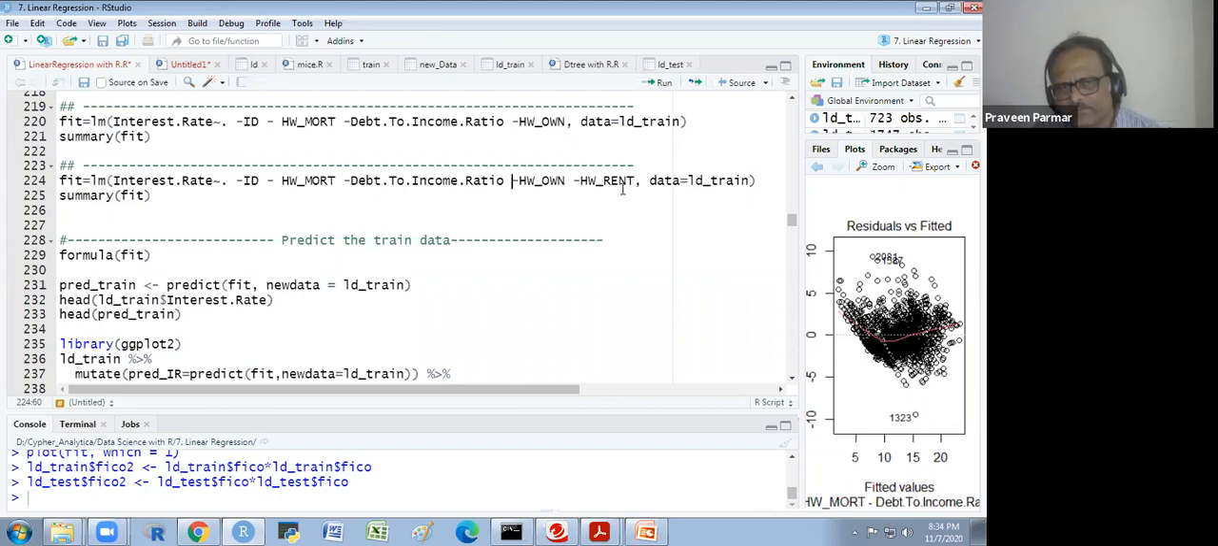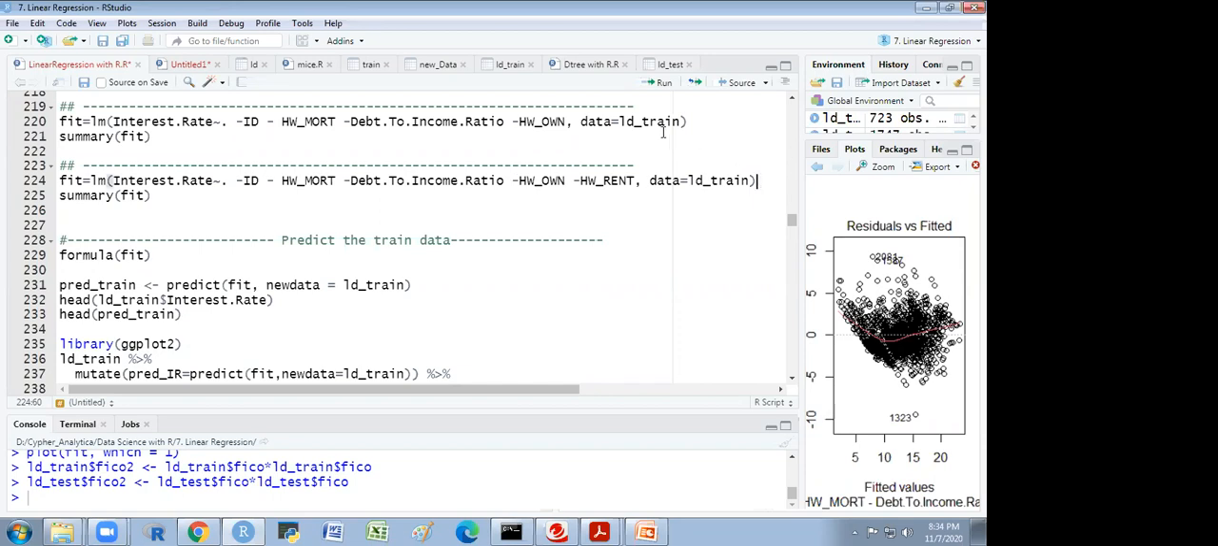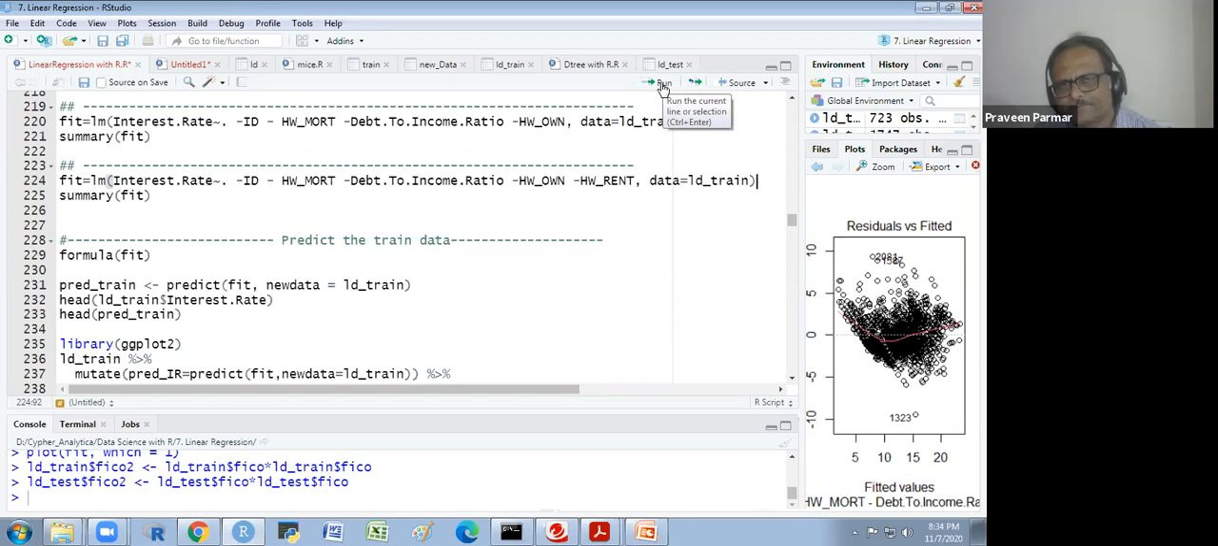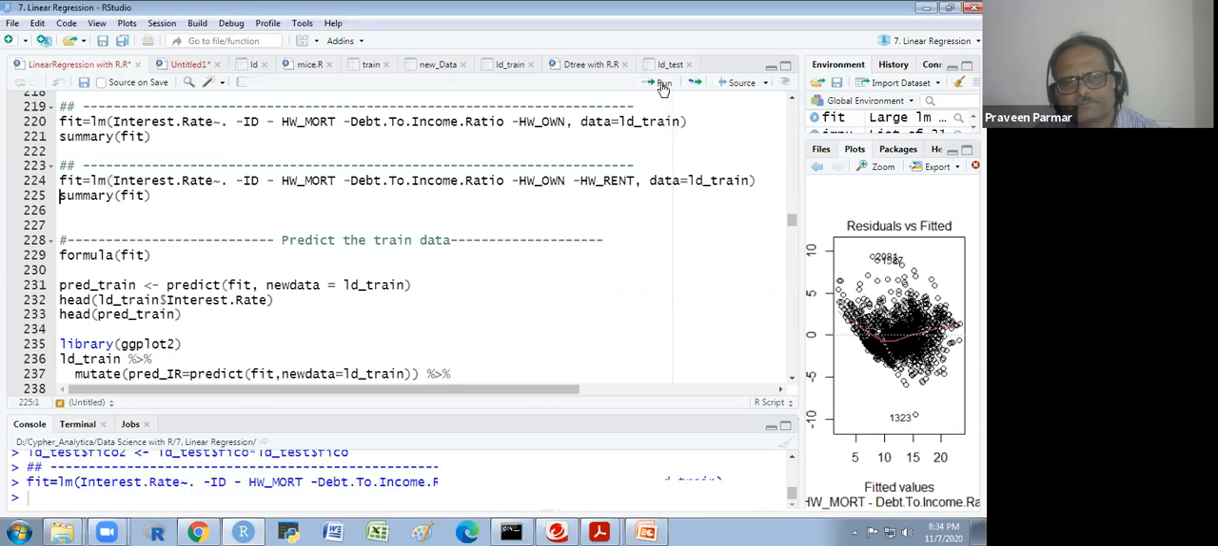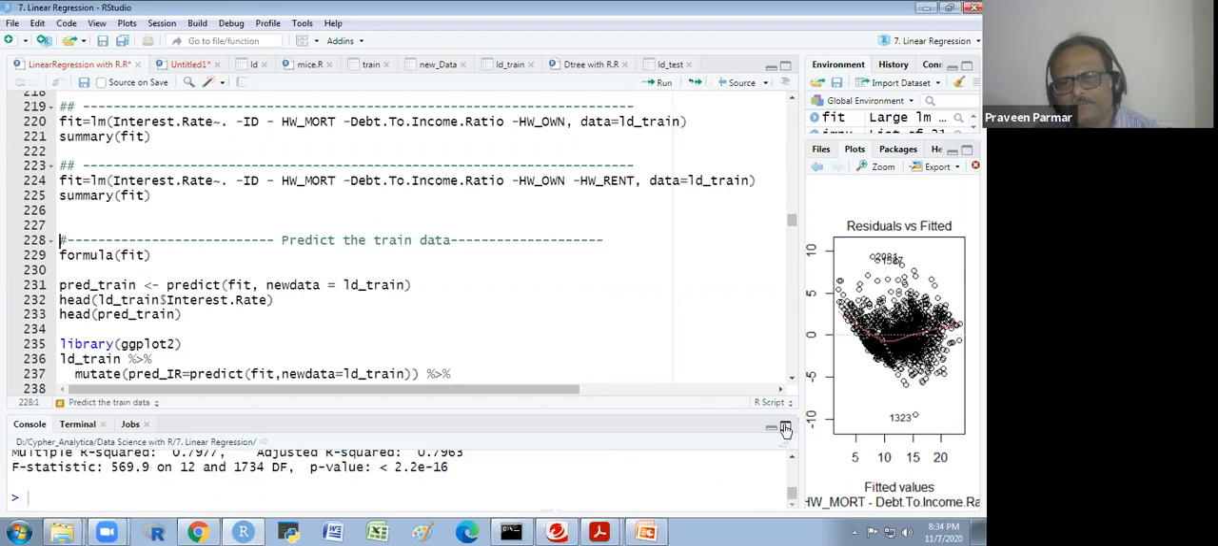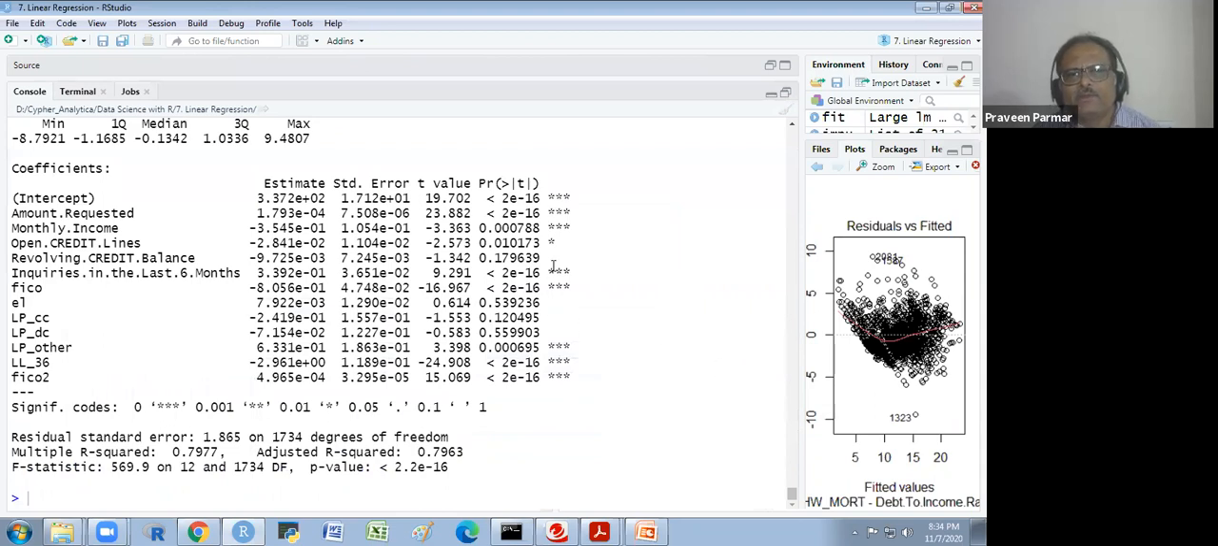Understand? Yes, sir. So I run this. So basically, hit and trial will do. Okay, sir. And I run the summary. You will see revolving credit balance has now changed and this has now changed.